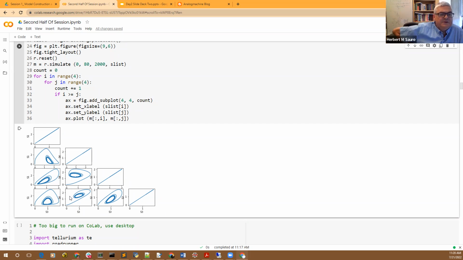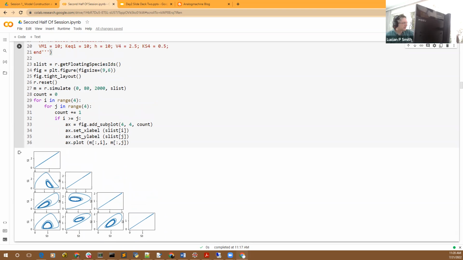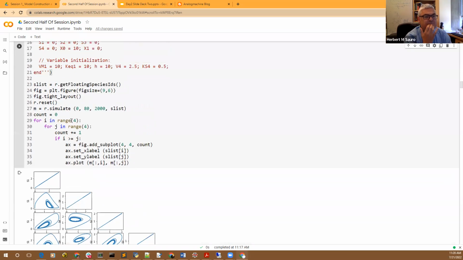What am I doing? What are the axes here? It looks like the axes are not labeled right. I don't know why, but S1 against S3. That should be S1, S2, S3, S4. Both axes are weird, I didn't get the labels right. I did this manually as well.